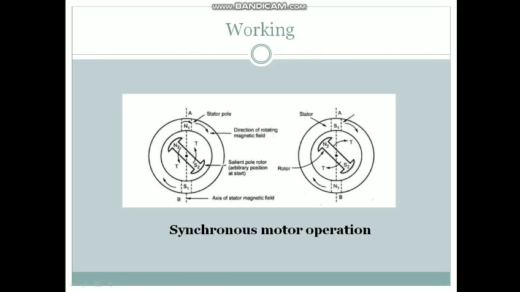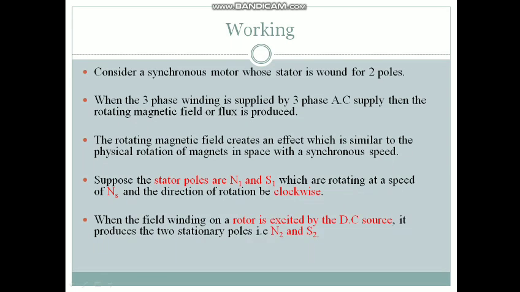Similarly, when the phase is changed, N1 will become S1 and S1 will become N1. The rotor position will be the same. So now what will happen is, first it will try to repel from here. Now it will try to move in the clockwise direction and it will try to attract towards the south pole. Whatever I explained here is given here.